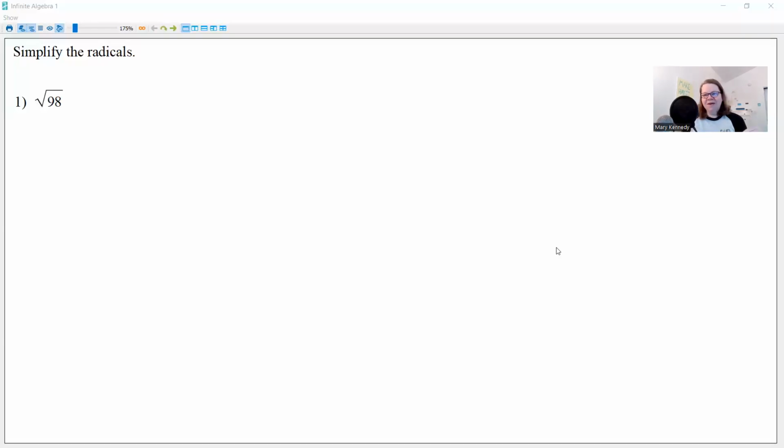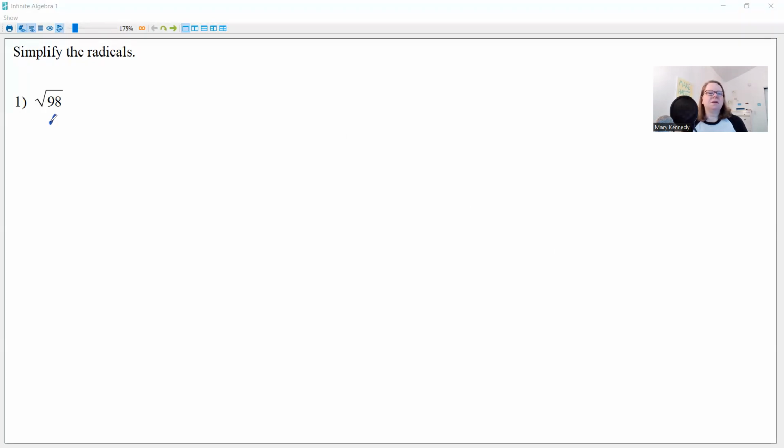Let's take a look at simplifying radicals. So for this one, you want to think to yourself, how can I multiply and get 98? And for me, I don't automatically just go, oh, of course it's this times this, right? Nothing necessarily comes to mind, but I do notice that 98 is an even number. So I would start there with dividing it by 2.